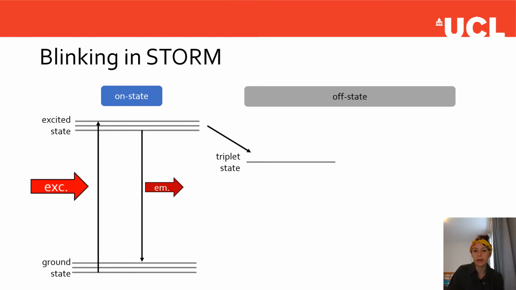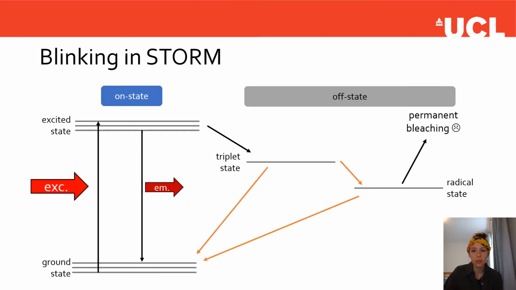You can't go there from the ground state, you can only go there from the excited state. It's a very low probability process, and you increase the probability by essentially making sure your molecule is up in the excited state as much as possible. So we go into the triplet state. This will happen randomly, it's low probability, and occasionally you'll just fall into there as a molecule. If you're in the triplet state, you can't do fluorescence, so you're dark.